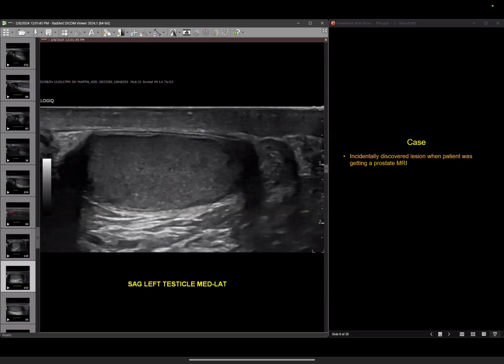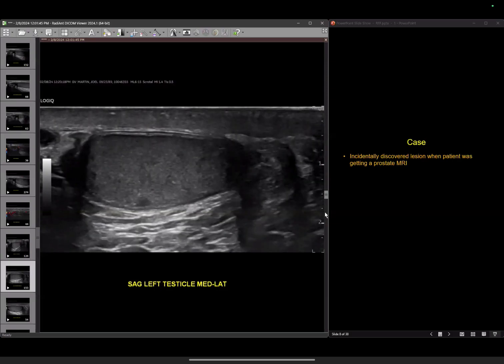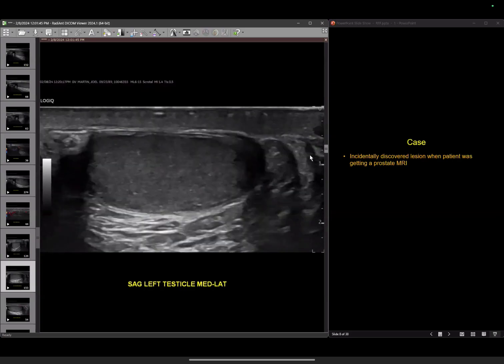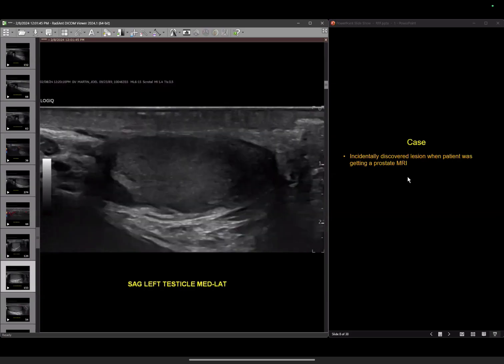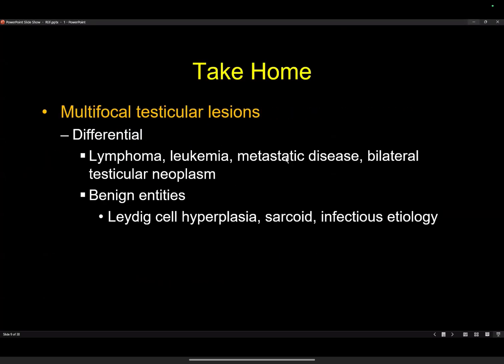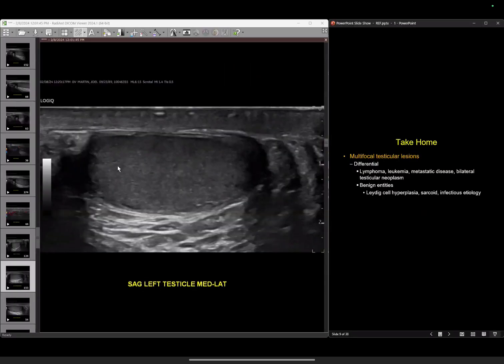They are asymptomatic, as I mentioned. Sometimes the patient may have an underlying problem with testosterone production that may result in this, but that's usually not the case. Most of the time they are asymptomatic, and that's the key here. So keep that in mind as well. So we talked about the differentials: lymphoma, leukemia, metastatic disease, bilateral testicular neoplasms, which typically occur in younger patients, and sarcoidosis we saw, but Leydig cell hyperplasia is the other entity that you need to keep in mind. Okay? Excellent. So we move on to the next case now.